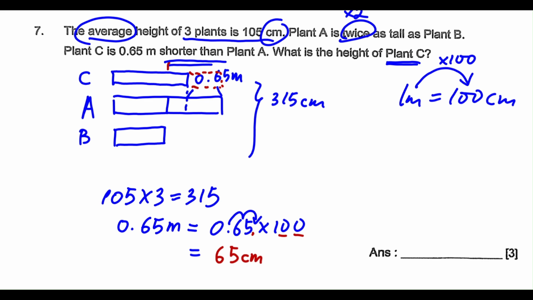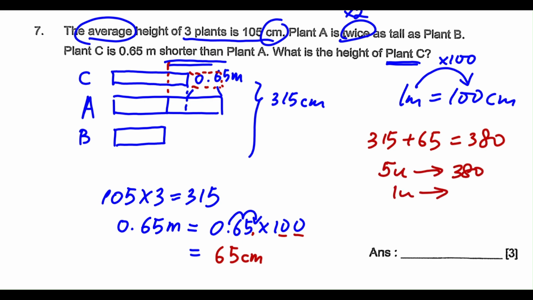If C has this portion, then it would nicely be 2 units. And that would give us 5 units in total. So 315 plus 65 gives you 380. So we are as if giving 65 cm to plant C, so that it's of the same height as plant A. So if we do that, plant C would be 2 units, plant A would be 2 units, and plant B would be 1 unit. In total, that will be 5 units. So 5 units, that's 380.